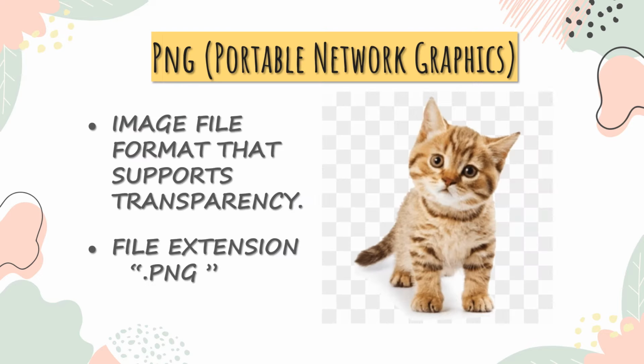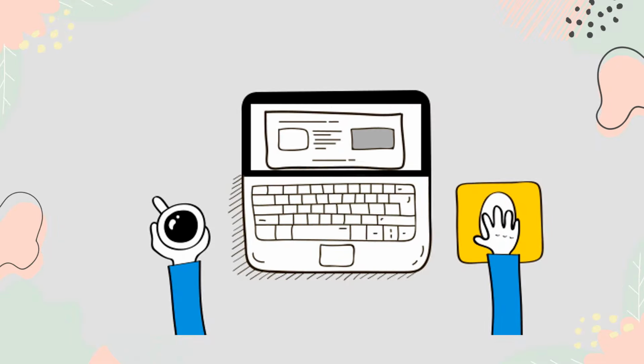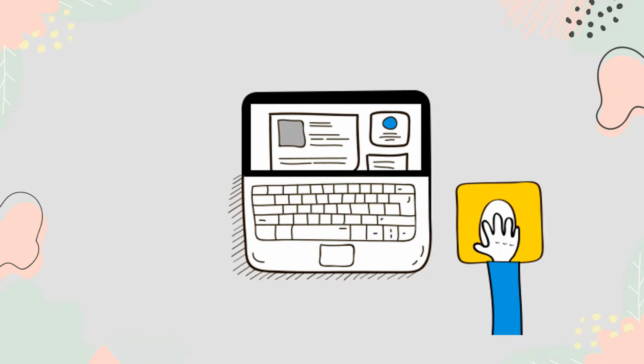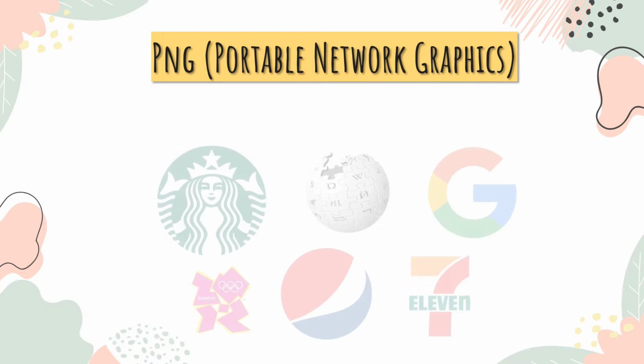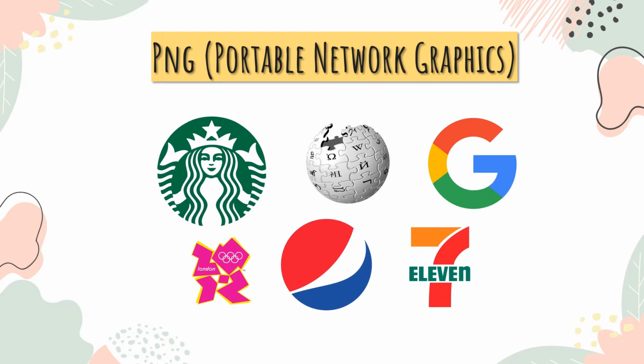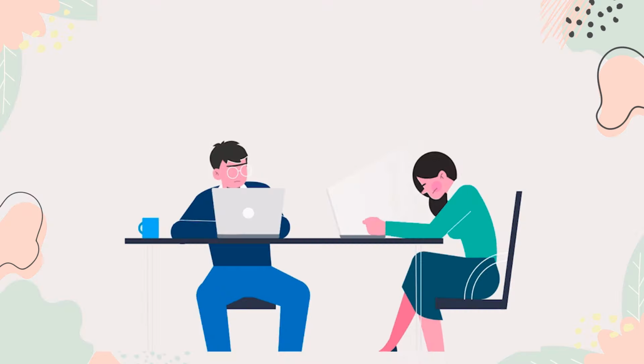Next is Portable Network Graphics, PNG, or pronounced as PNG. It is an image file format that also supports transparency. This file format is also used in web design to create a transparent background or a semi-transparent image. PNGs are often used to design logos, since the image can be easily displayed over a background or a frame.